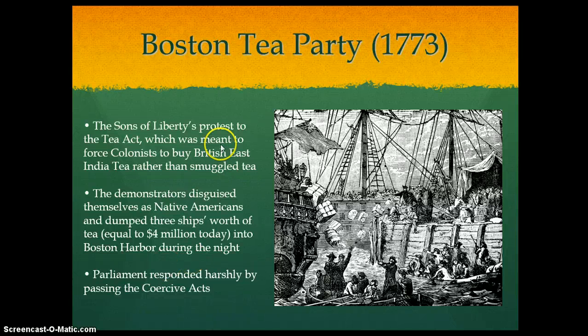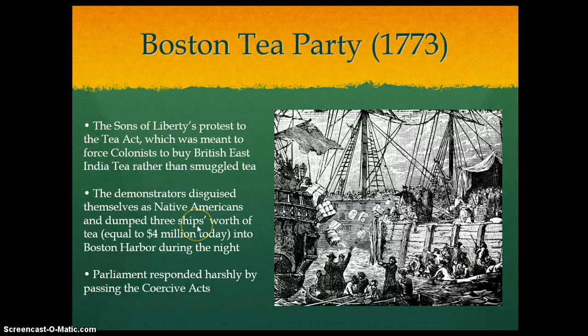So the Sons of Liberty, who had gotten started with their pranks and their protests, trying to get rid of the Stamp Act, also now turn their attention to the Tea Act, which was meant to actually force colonists to buy British tea rather than any smuggled tea, which was a little bit cheaper. So the demonstrators disguised themselves as Native Americans and dumped 3 ships worth of tea, equal to about $4 million today, into Boston Harbor over a period of maybe 6 hours.